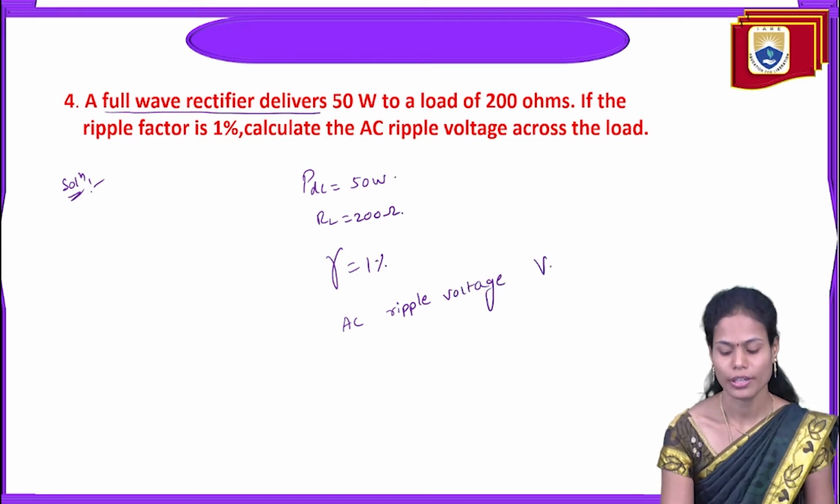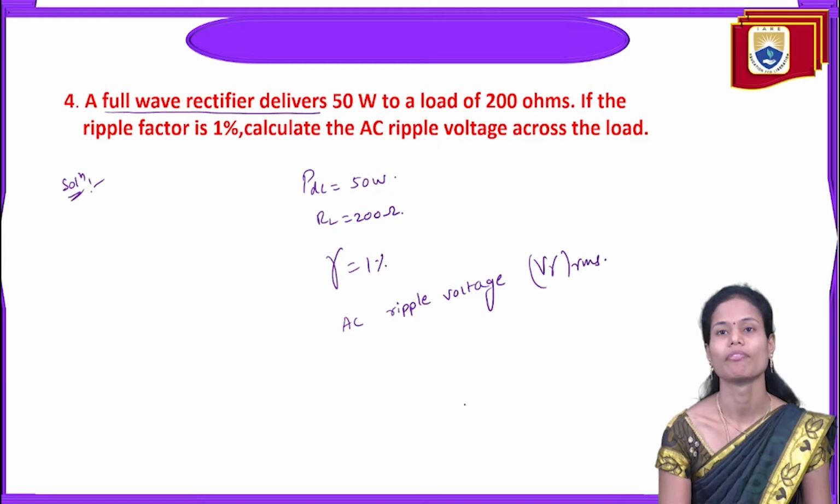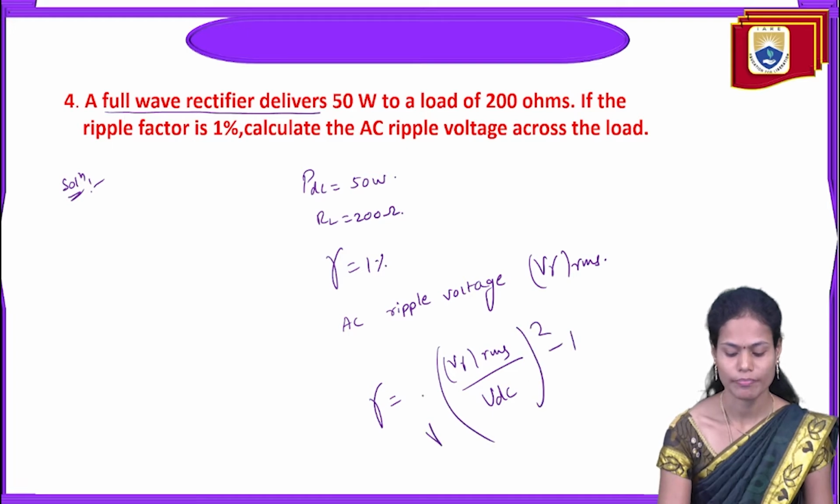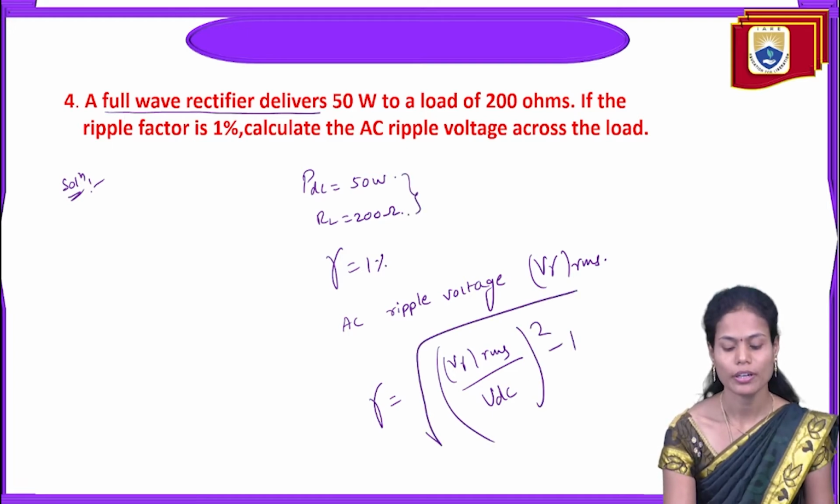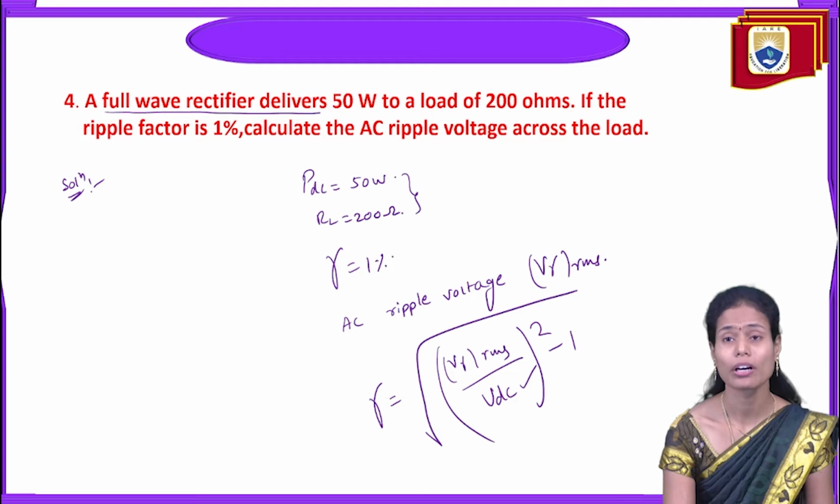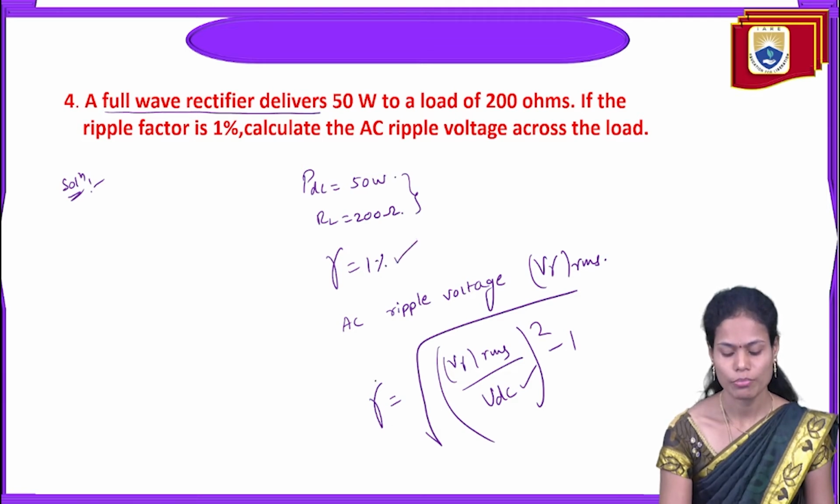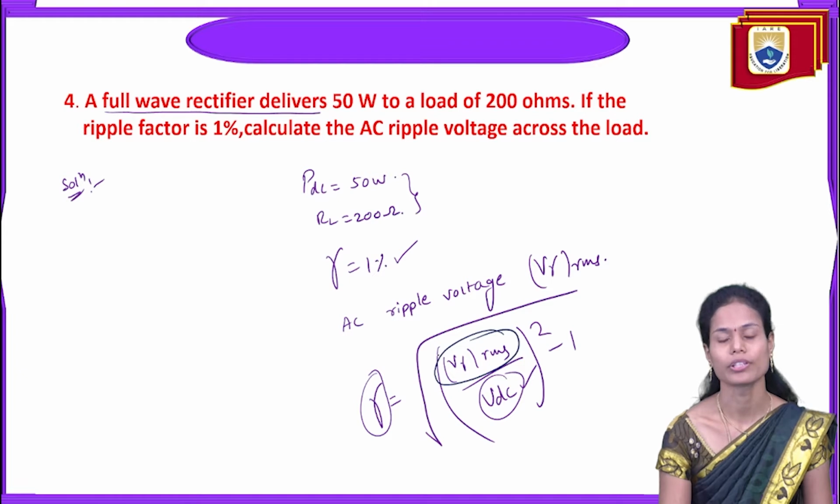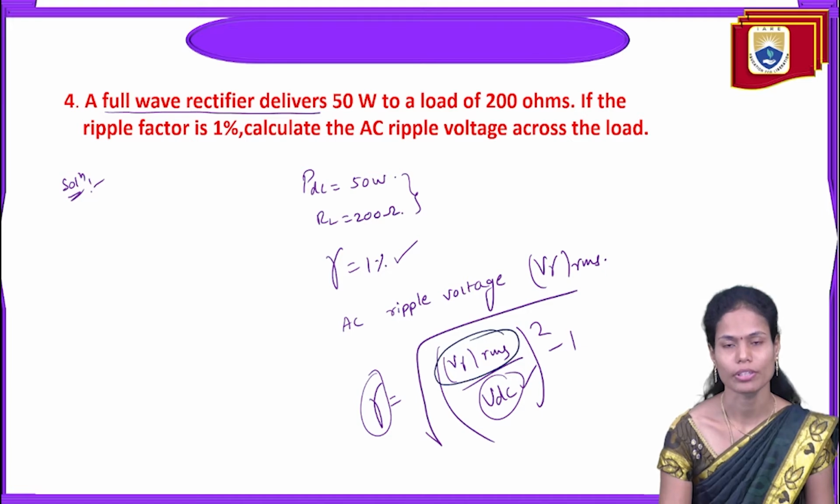The AC ripple voltage we can write as V gamma RMS value. Generally the ripple factor is nothing but the square root of (V gamma RMS by VDC) whole square minus 1. From this PDC and RL value we can calculate the VDC value. Once we know the VDC value and we already know the ripple factor value, if we substitute these two values, we can find this particular V gamma RMS value, that is the ripple voltage. This particular problem we discussed in the problems on rectifier session.